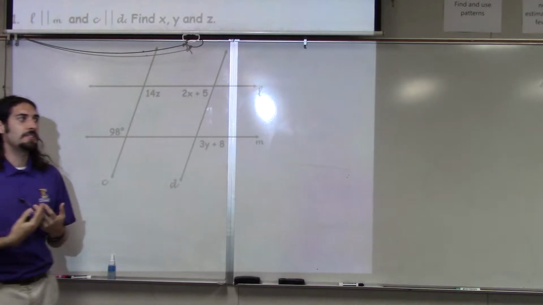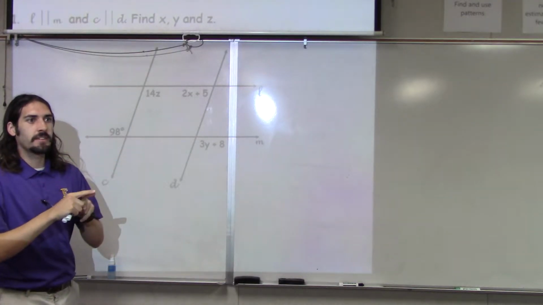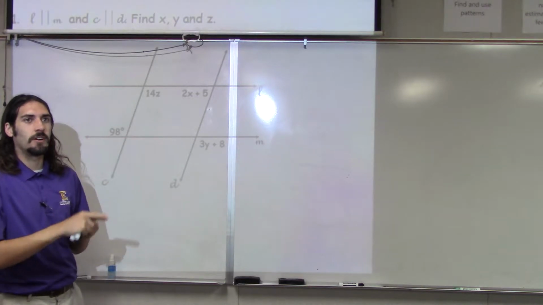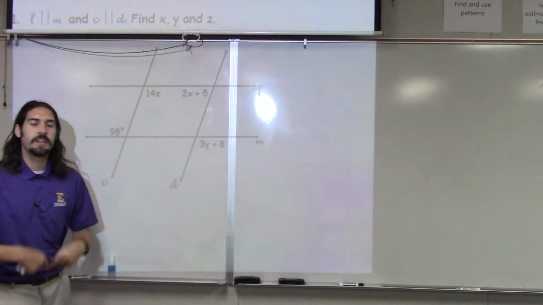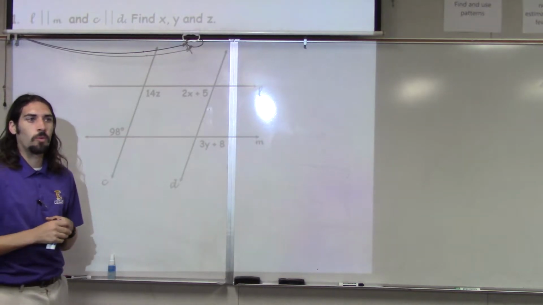So in your conversations, think about saying, these two angles are alternate interior, so since I have parallel lines, alternate interior are congruent. Be in the habit of just saying those sentences as you are setting up your work.